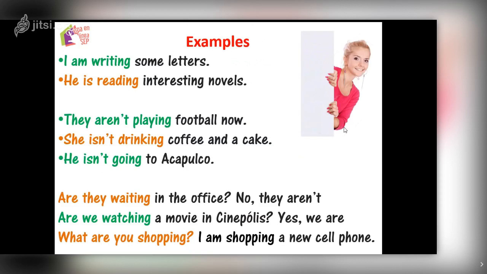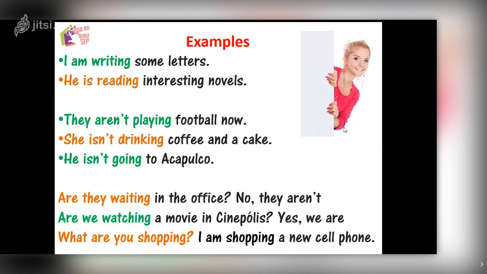Check this out. I wrote some examples for you. So we are going to wait to change the screen. Wait a minute, please. 1, 2, 3, magic. Come on. Yes. Okay, we have some examples. I'm writing some letters.